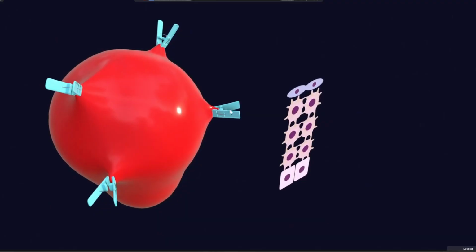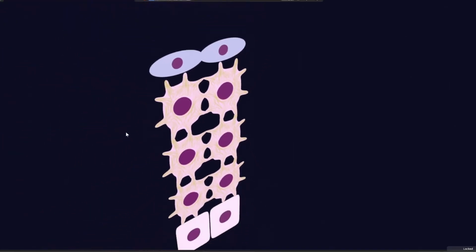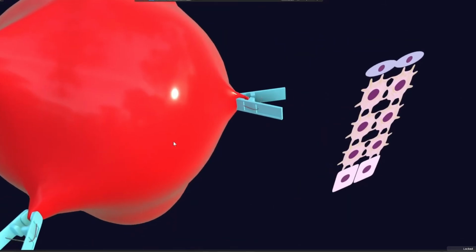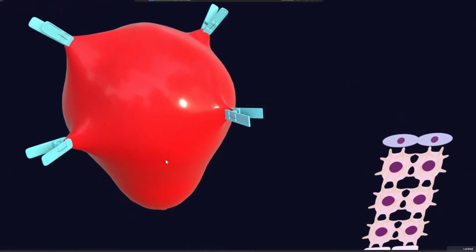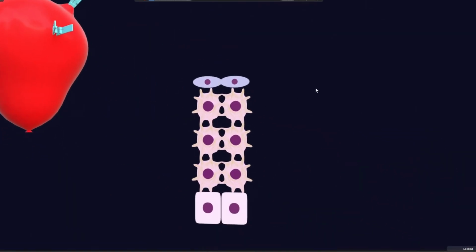Actually, these clips are basically like desmosomes. So here these cells are tightly adherent at the desmosomes. So let's suppose you draw a bit of air from this balloon, you deflate the balloon. At these places where the balloon is pinched with these clips, they will form sort of spiny processes. So that's how the stratum spinosum develops, you know.